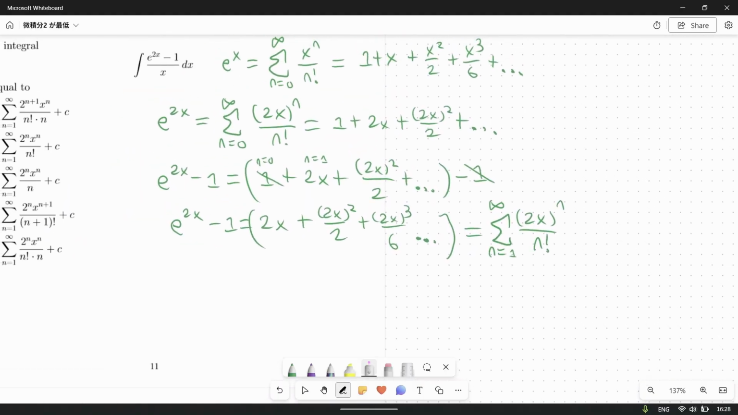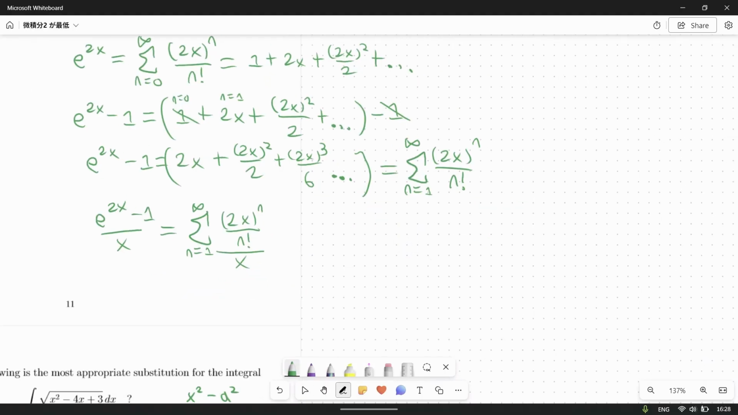And then the last step we have to do is account for this x over here. And that's just as simple as dividing all of these terms by x. And so when you do that, you just end up with e to the 2x minus 1 over x, which is going to be equal to the series from n is equal to 1 instead of 0 of (2x)^n over n factorial, divided by x. And now we have our Maclaurin series, and then from here we can just integrate.